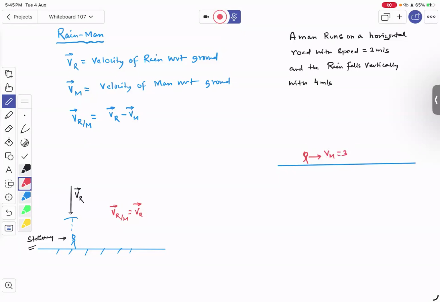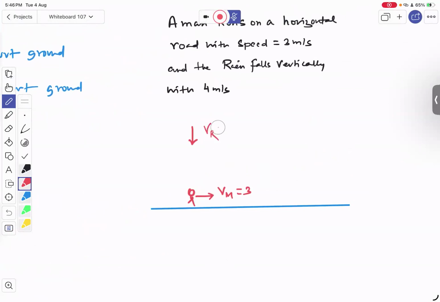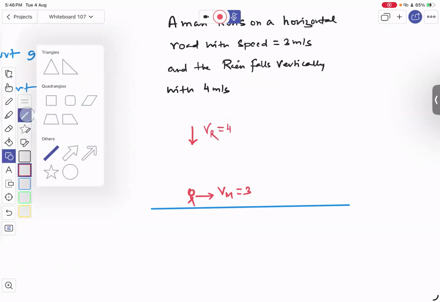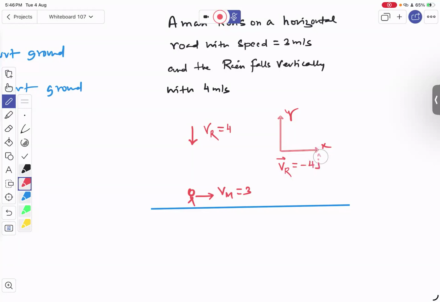And the rain falls vertically down with a speed 4. Maybe I'll take some axes for easy writing purposes. Suppose upward I take as plus y, and this way as plus x. So using these coordinate axes, we can write what the velocity of the rain is. So the velocity of the rain will be minus 4 j cap. And the velocity of the man will be how much? That will be 3 i cap.